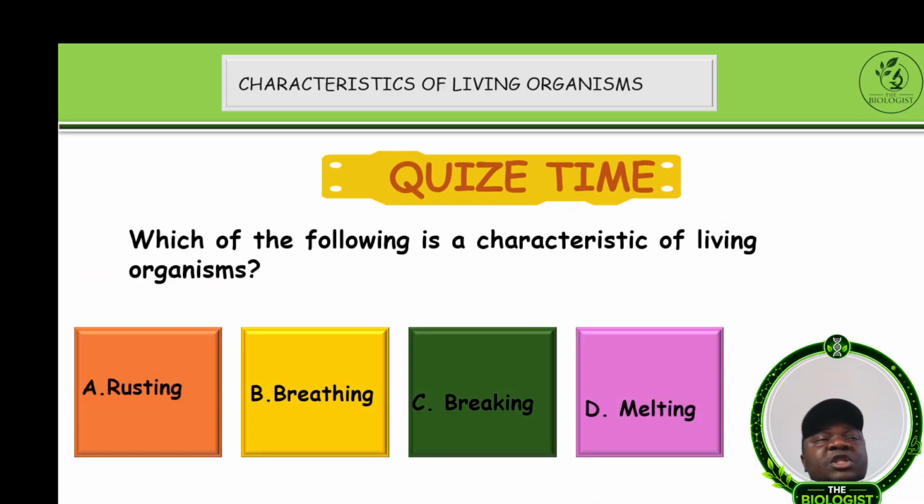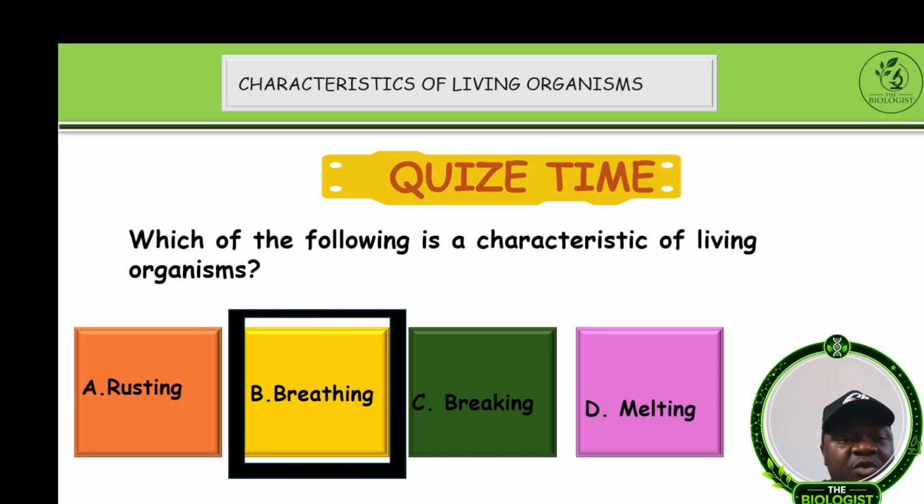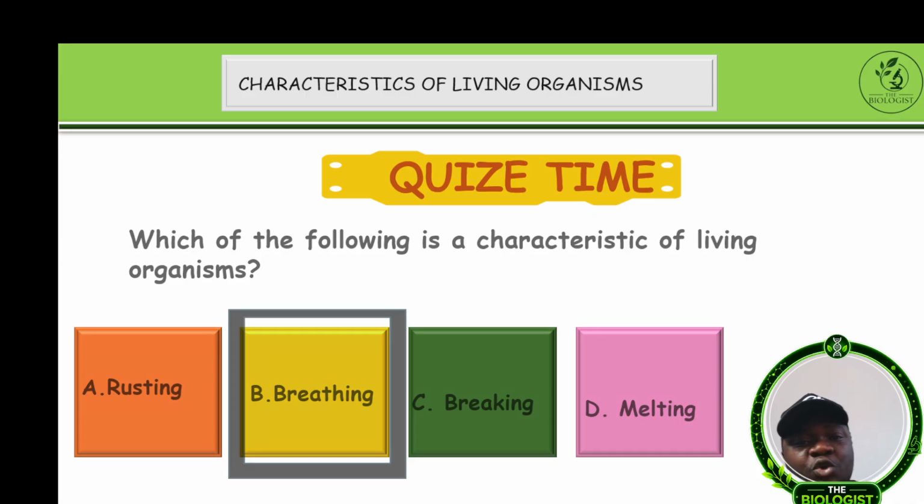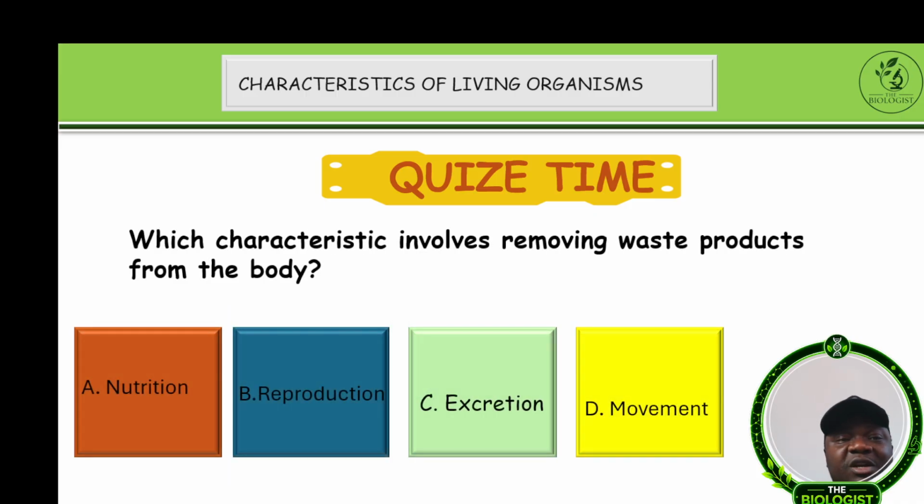All right, so now, quiz time. Which of the following is a characteristic of living things? This is a very straightforward question and it's very easy. The first one is rusting. Rusting doesn't make any sense. B, breathing. Breathing makes sense. C, breaking. Breaking doesn't make any sense. D, melting. Melting doesn't make any sense. So with this, breathing is correct because all organisms tend to breathe. I want you to answer this question. Just put the correct answer in the comment section.